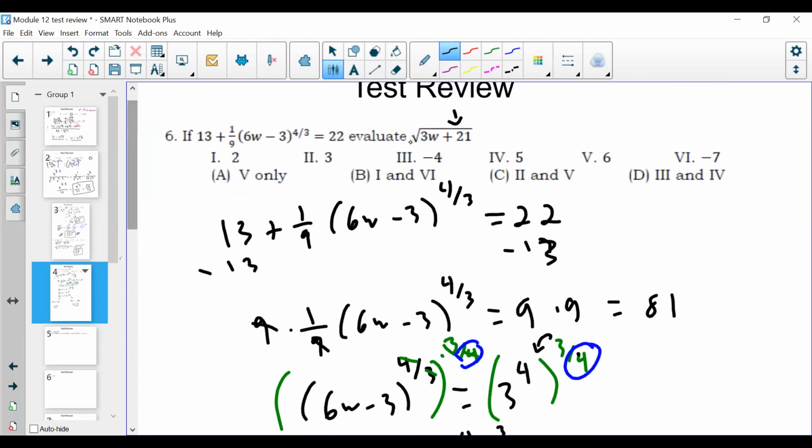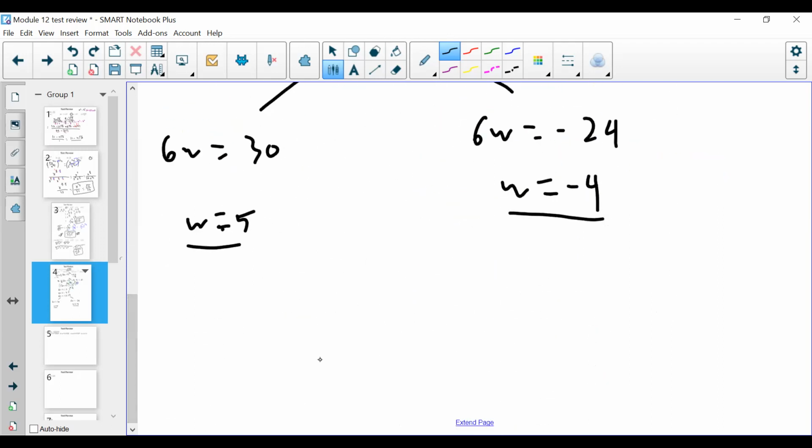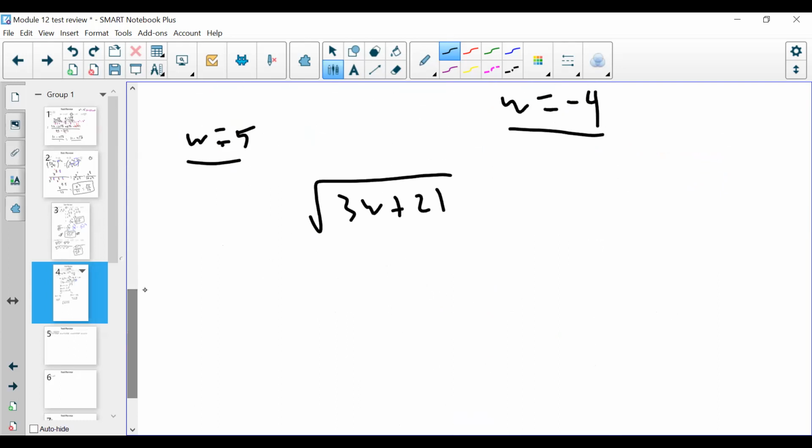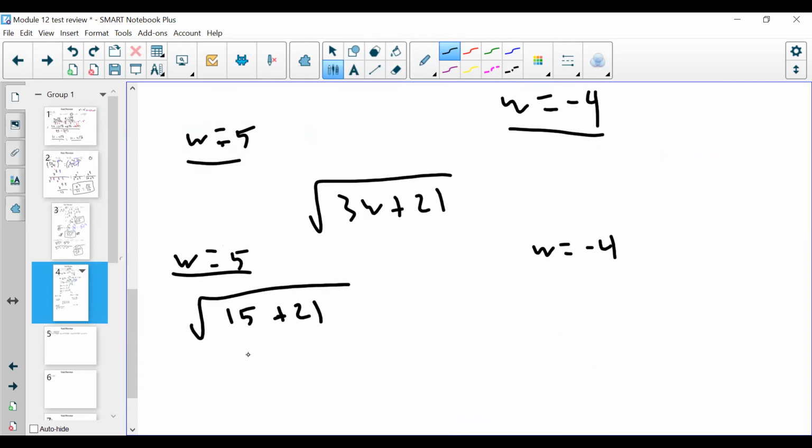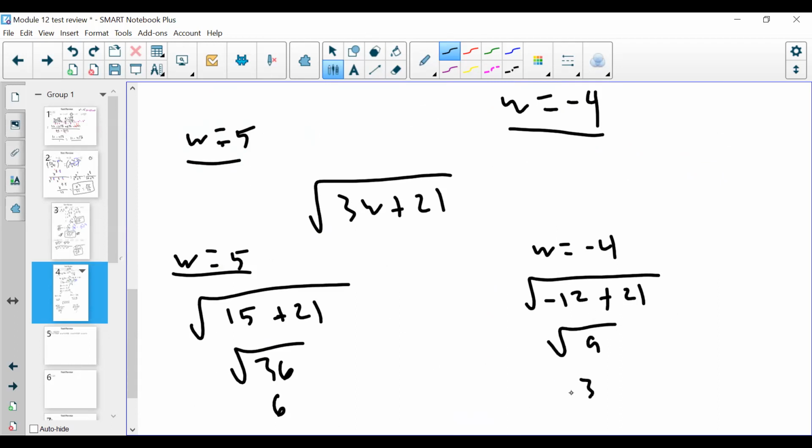So now I have my W's. You should double check them, but I'll leave that for you guys to do on your own. They do work. So I'm going to plug them back into the square root of 3W plus 21. I want to know, what do I get when I plug in W equals 5 and W equals negative 4? When W is 5, I get the square root of 3 times 5, which is 15, plus 21, which is the square root of 36, or just 6. When W is negative 4, I have the square root of negative 4 times 3, which is negative 12, plus 21, which is the square root of 9, which is just 3.